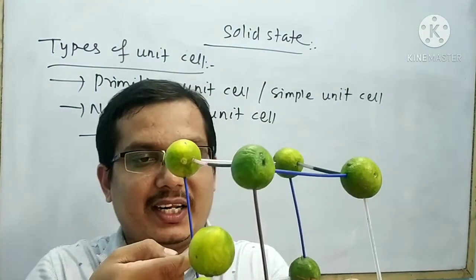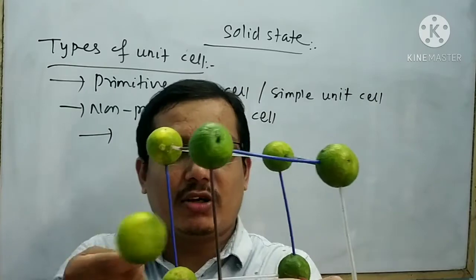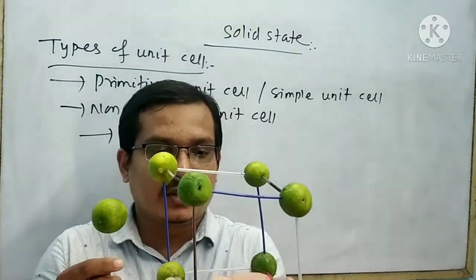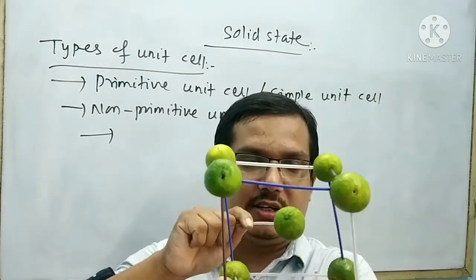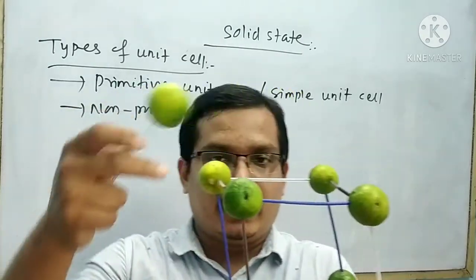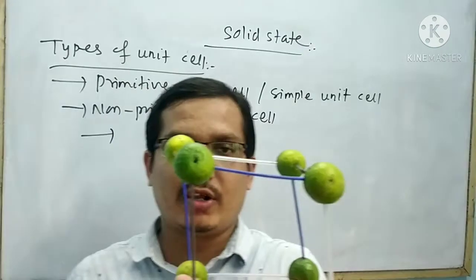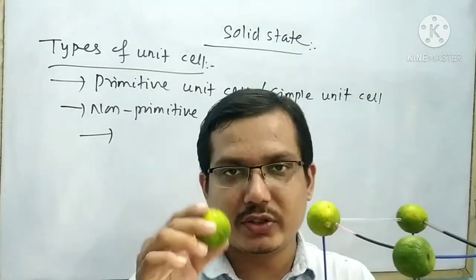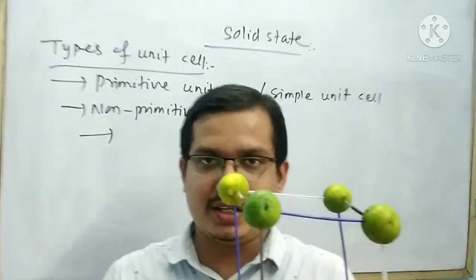Suppose one constituent particle is present here, another constituent particle is present here. Then this is also said to be end-centered cubic. Suppose one constituent particle is present here, another is present here. This is also end-centered cubic. Remember, there must be 8 constituent particles present at the 8 corners of the cube. Along with this, you can think about the other 2 constituent particles. Next is the edge-centered cubic.